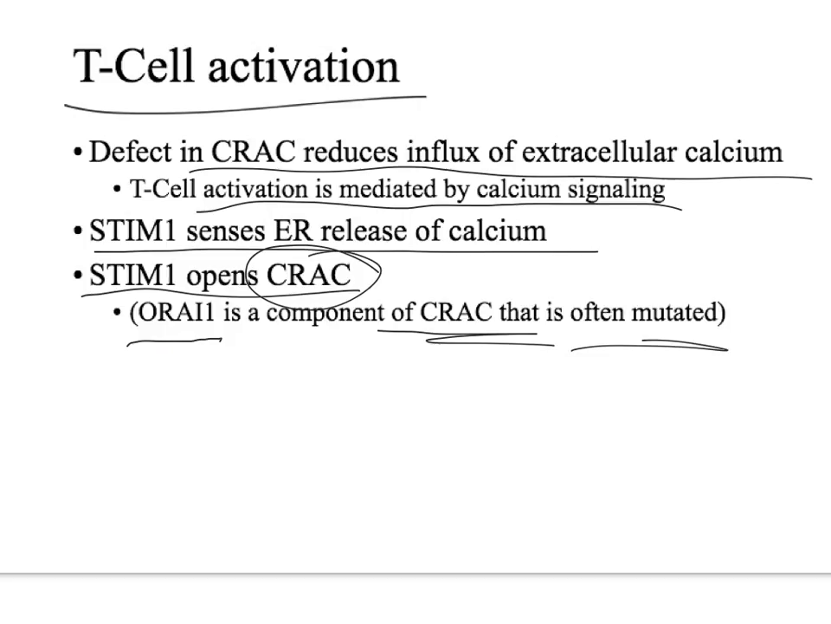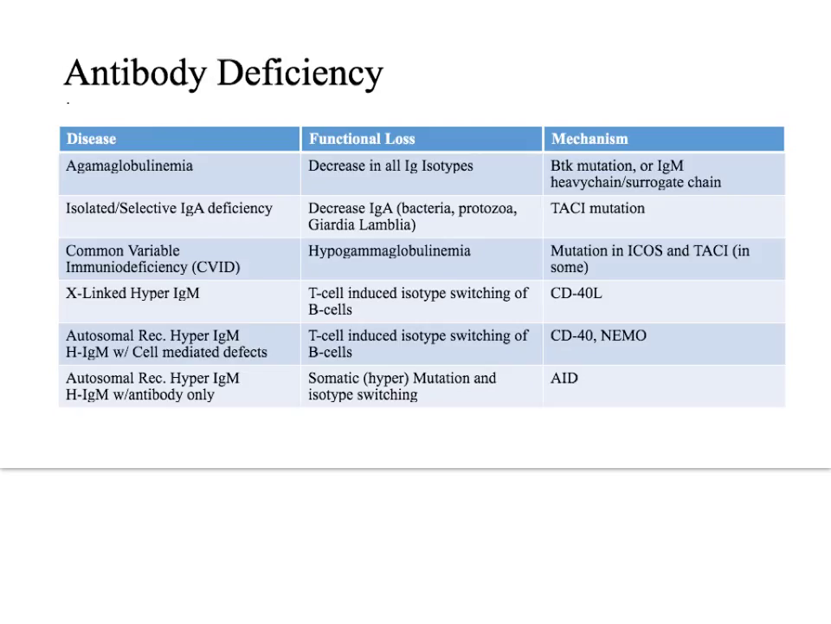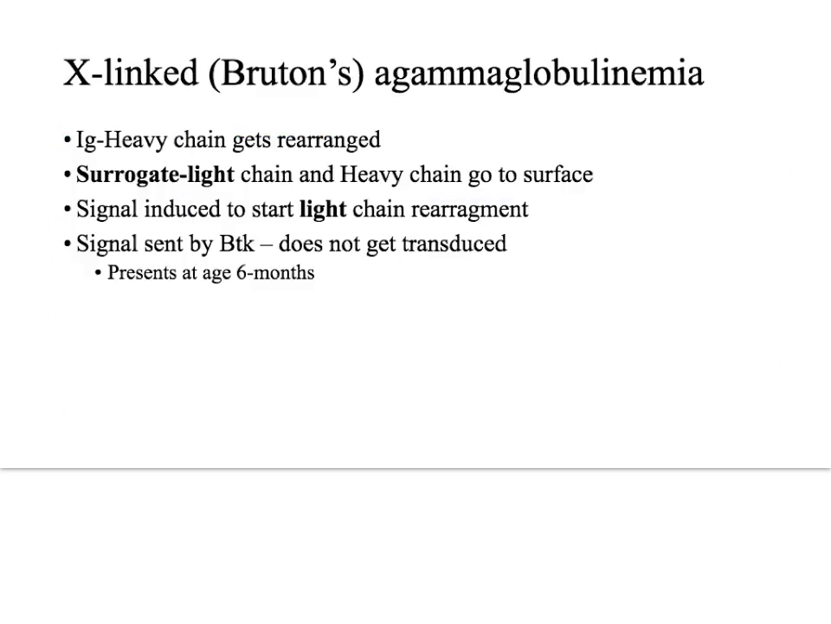Next, we've got antibody deficiencies. So antibody deficiencies from agammaglobulinemia, isolated IgA, CVID, X-linked hyper IgM, autosomal hyper IgMs. And again, the mechanism: BTK, TACI, mutation, CD40s, AID. So we have X-linked agammaglobulinemia, sometimes called Bruton's agammaglobulinemia.